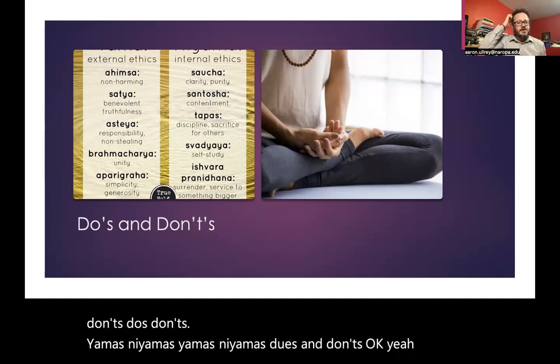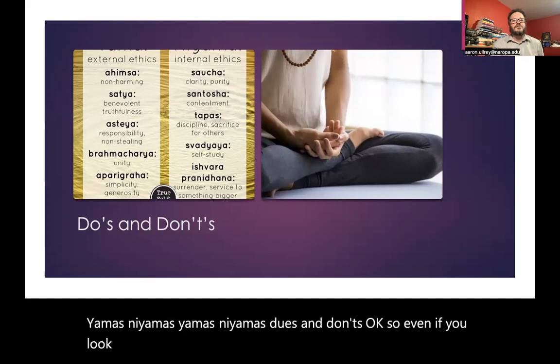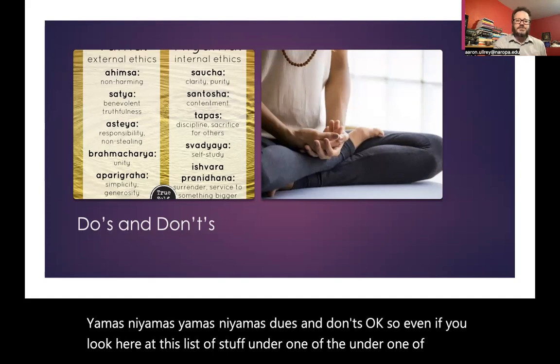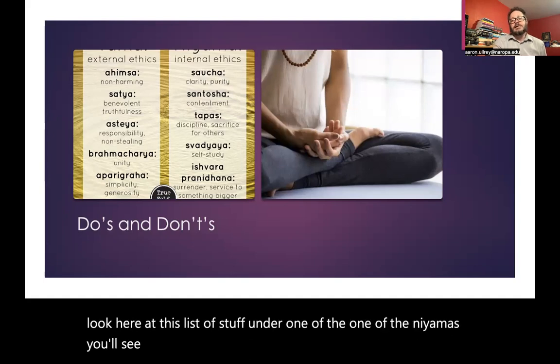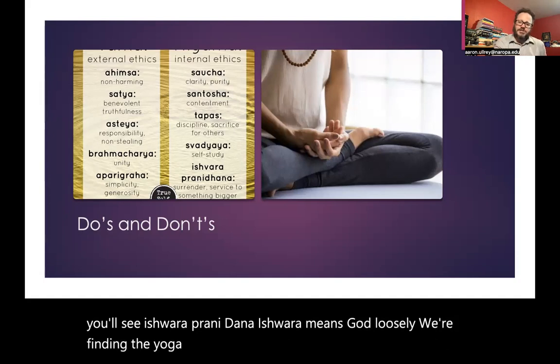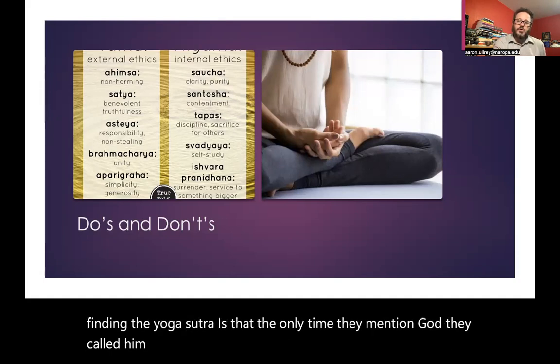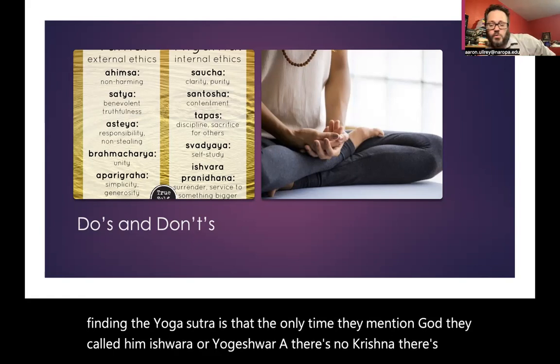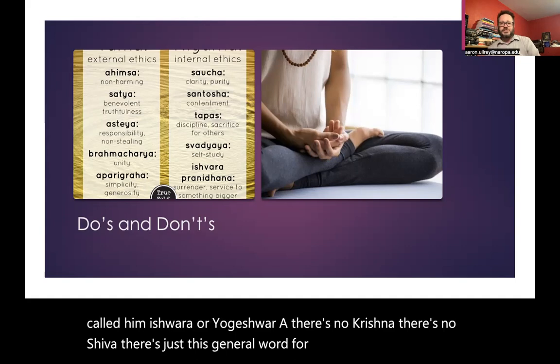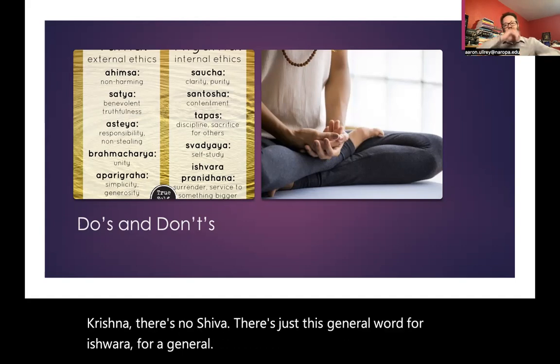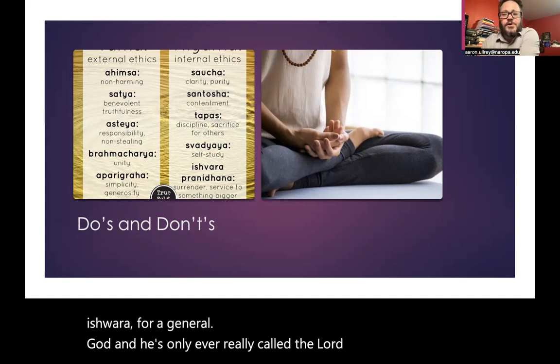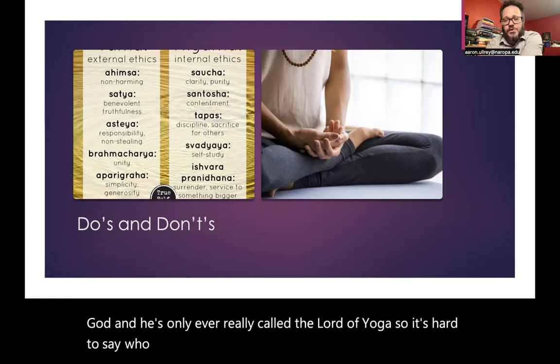So even if you look here at this list, under one of the niyamas, you'll see Ishvara Pranidhana. Ishvara means God, loosely. We'll find in the Yoga Sutras that the only time they mention God, they call him Ishvara or Yogeshvara. There's no Krishna, there's no Shiva, there's just this general word Ishvara, for a general God, and he's only ever really called the Lord of Yoga. So it's hard to say who you're supposed to be worshiping or devoted to.